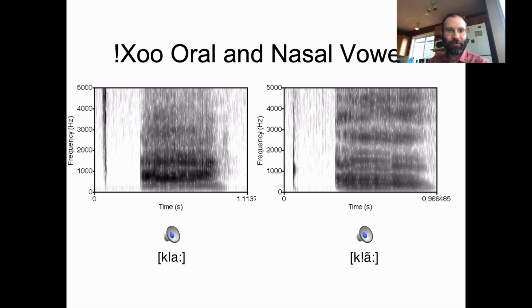Here's another example. This one's kind of fun. It's from this click language. And you can see the nasalized vowels here really distinctly because all these vowel formants are not as intense as they are in the oral vowel. And they're also broader in terms of their frequency range because we're smoothing out the bandwidth.